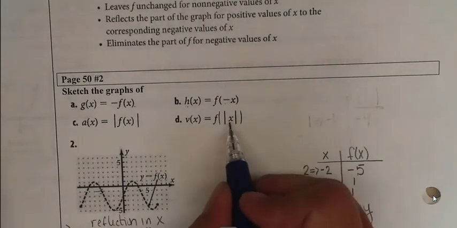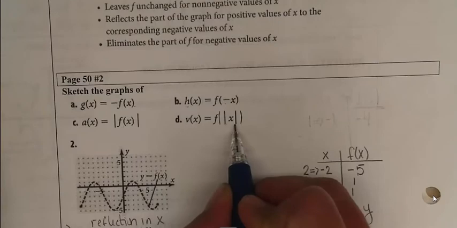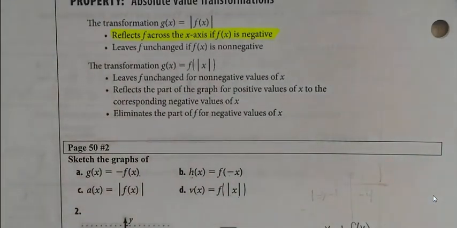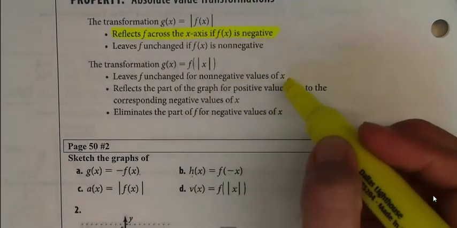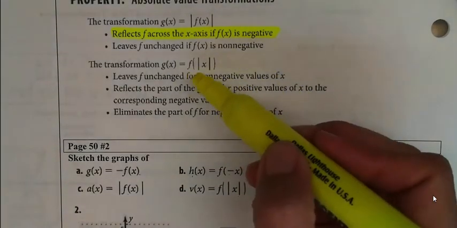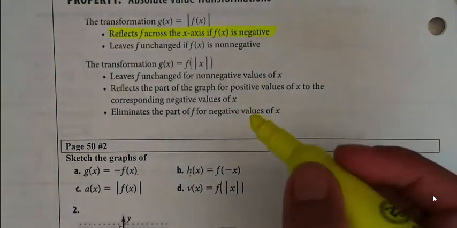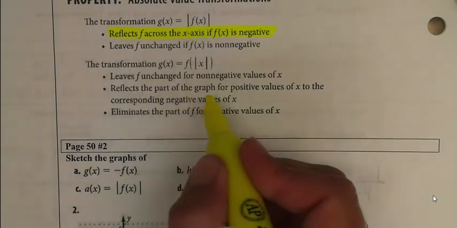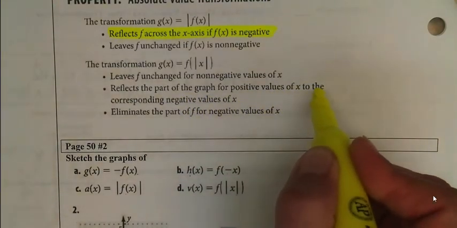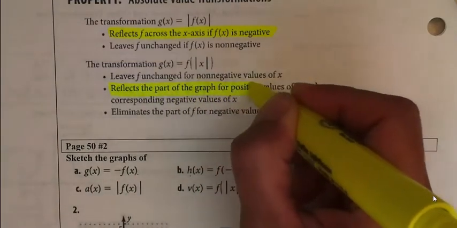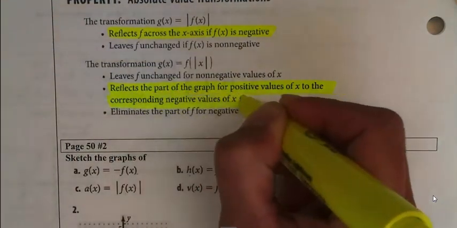So D is where you now take the absolute value of the input. Okay, so that's up here. So what this does is it leaves f unchanged for the non-negative values of x. Duh, right? If I had originally put in 5, it's still just going to be 5. But what it does do is it reflects the part of the graph for the positive values of x to the corresponding negative values of x. Okay, so let me go over what that means.